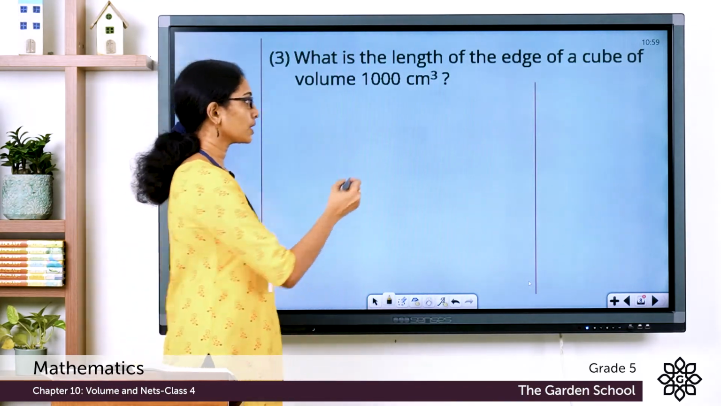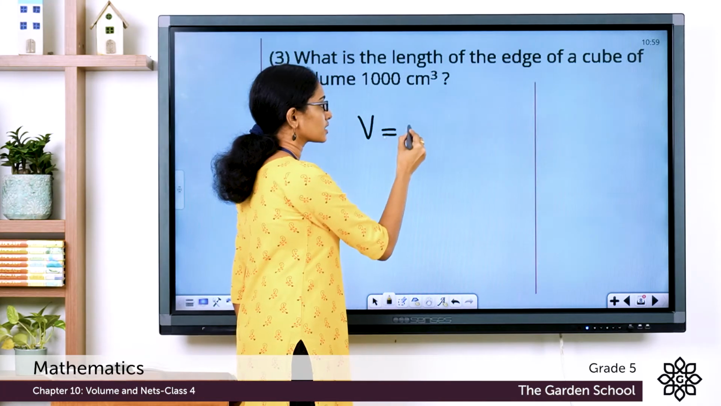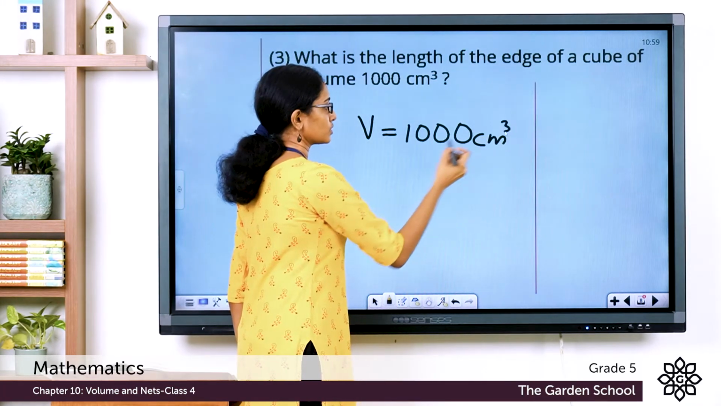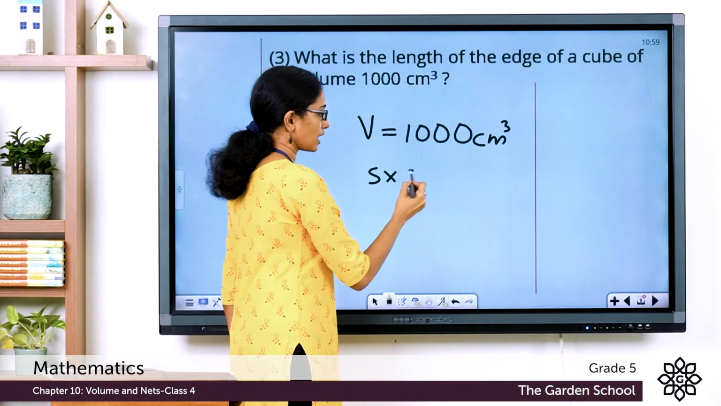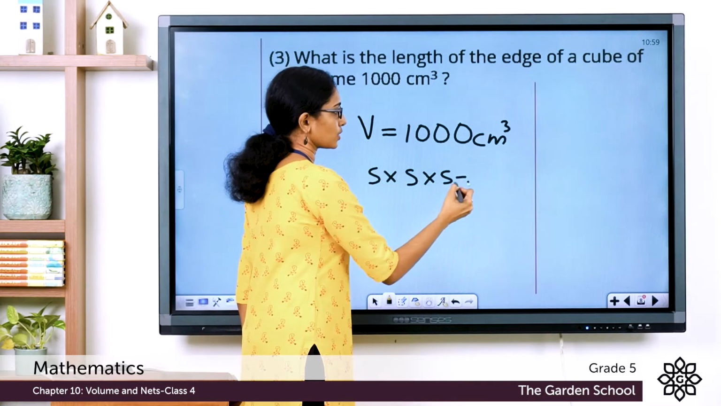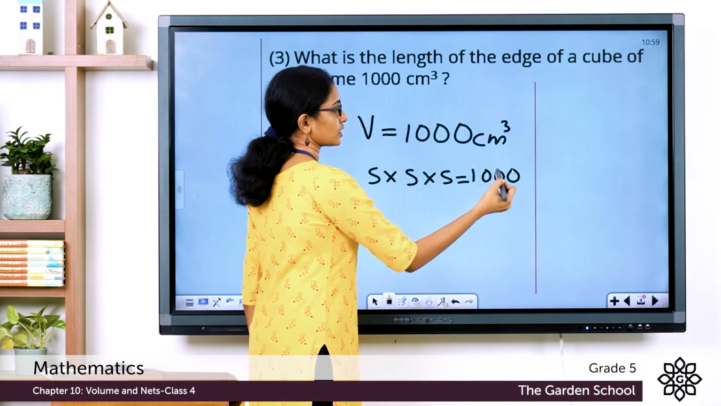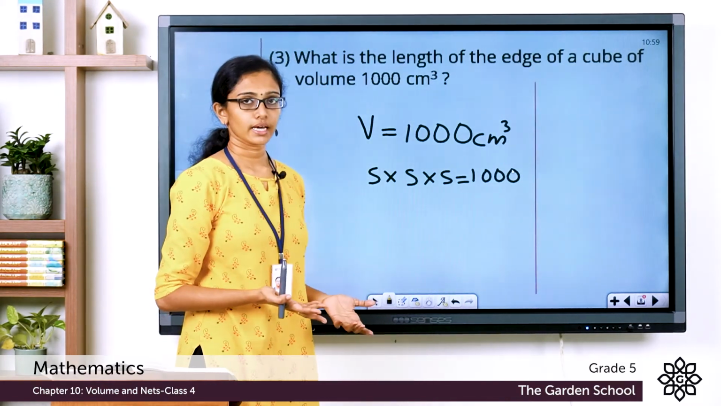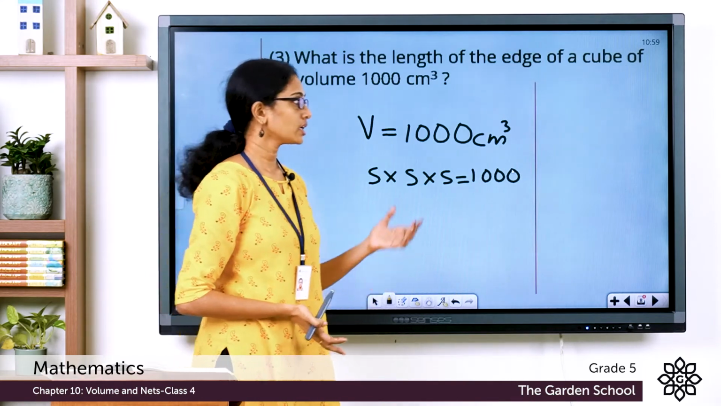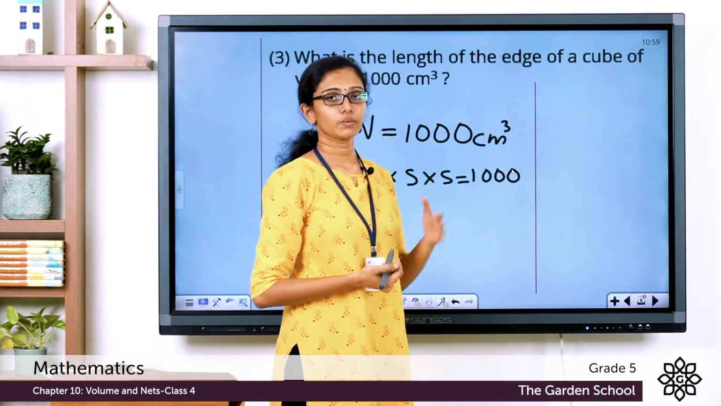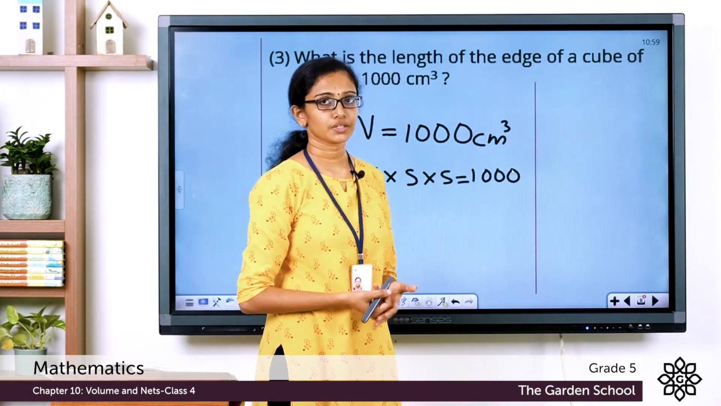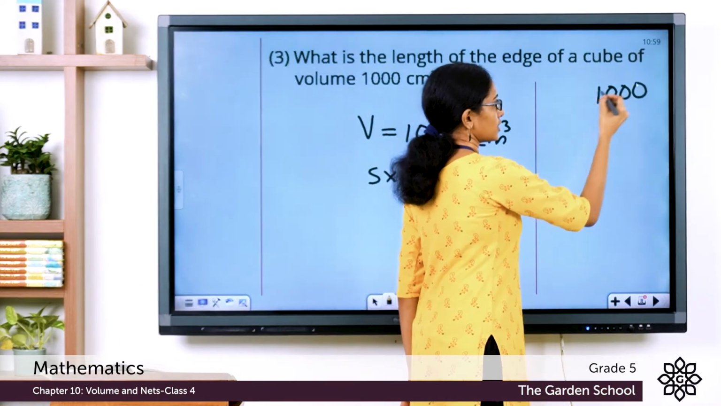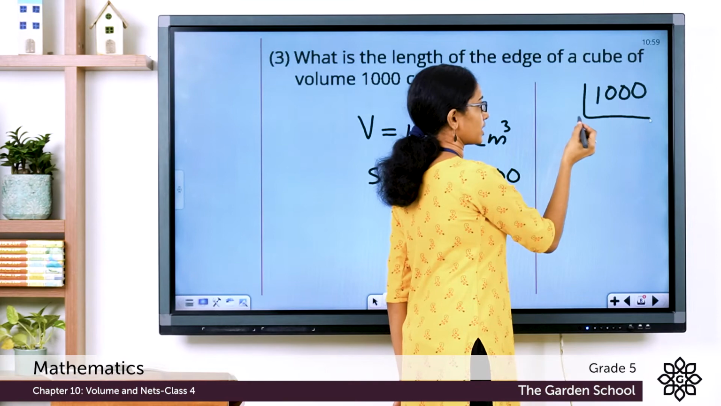So here the volume V is given as 1000 centimeter cube. So which means S into S into S is equal to 1000. Now how do you find out what is S? See, what you can do is that from what you have learned so far, you can factorize the given volume by prime factorization. So let's see the steps. So 1000 we are going to prime factorize.